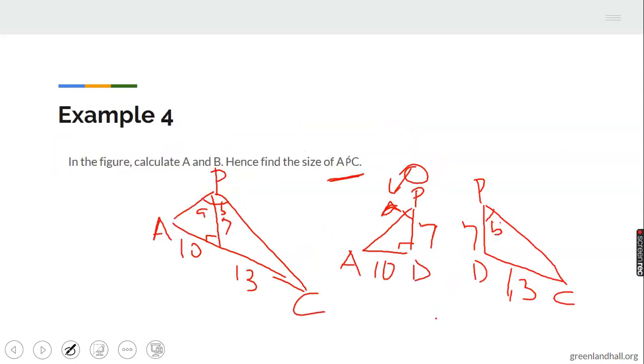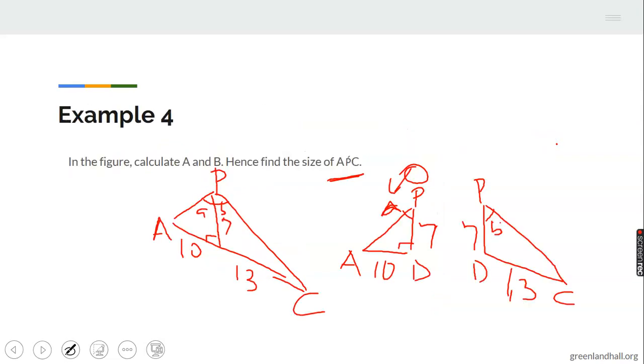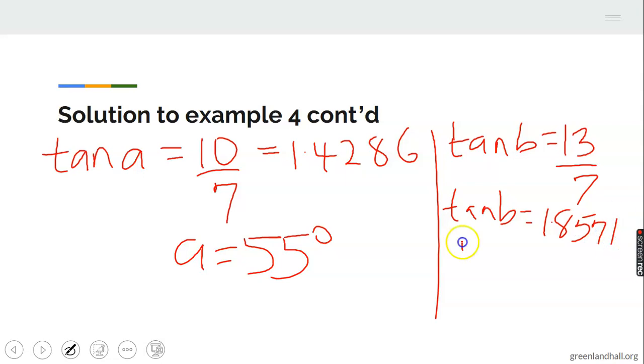Now the next one, we are finding B. So where the angle is facing is the opposite. Then we have the adjacent side. So we are also using tan. That is tan B equals opposite, which is 13 over 7. 13 over 7 should give us 1 point, that is tan B equals 1.8571. So you now go and check your tangent table.